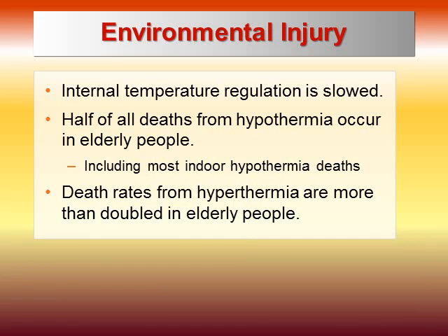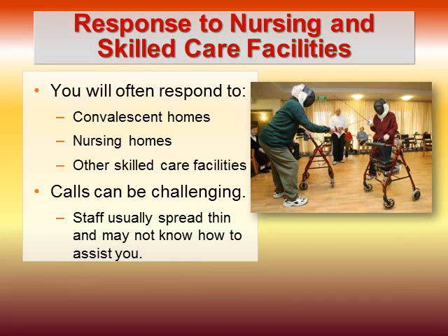Internal temperature regulation is slowed, and many patients who are going to have trauma are also going to become hypothermic and may have hypothermic coagulopathies on top of any of the coagulation problems they may have from their medication. Which kind of brings me to environmental issues. It's interesting that half of all deaths from hypothermia occur in the elderly, and death rates from hyperthermia, from high temperature, are more than doubled in elderly people.